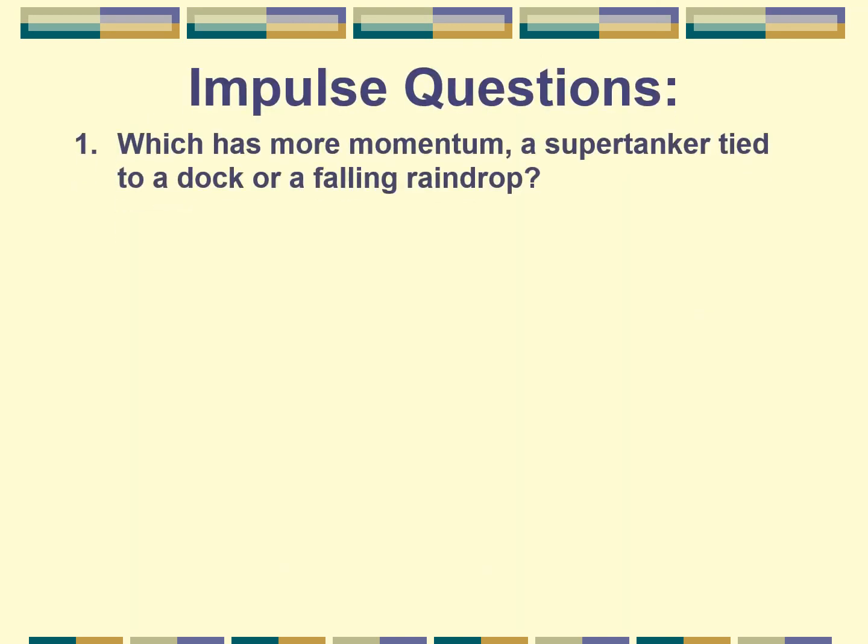All right, so the next question is, which has more momentum, a supertanker tied to a dock or a falling raindrop. Now, a supertanker has a lot of inertia because it has a lot of mass, but momentum and inertia are not the same thing. Momentum is mass times velocity. So since a supertanker is tied up and has zero velocity, even though it has much more mass than the raindrop, it's only going to have zero momentum. So the raindrop, even with the tiniest amount of velocity and with the tiniest amount of mass, is going to have more momentum.